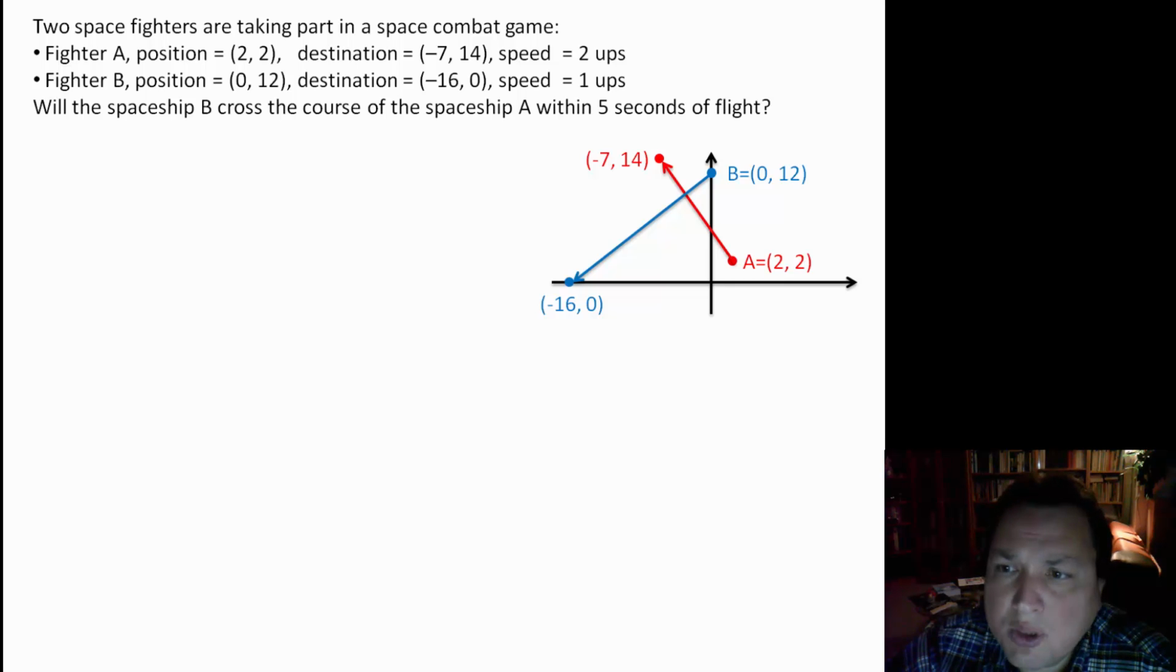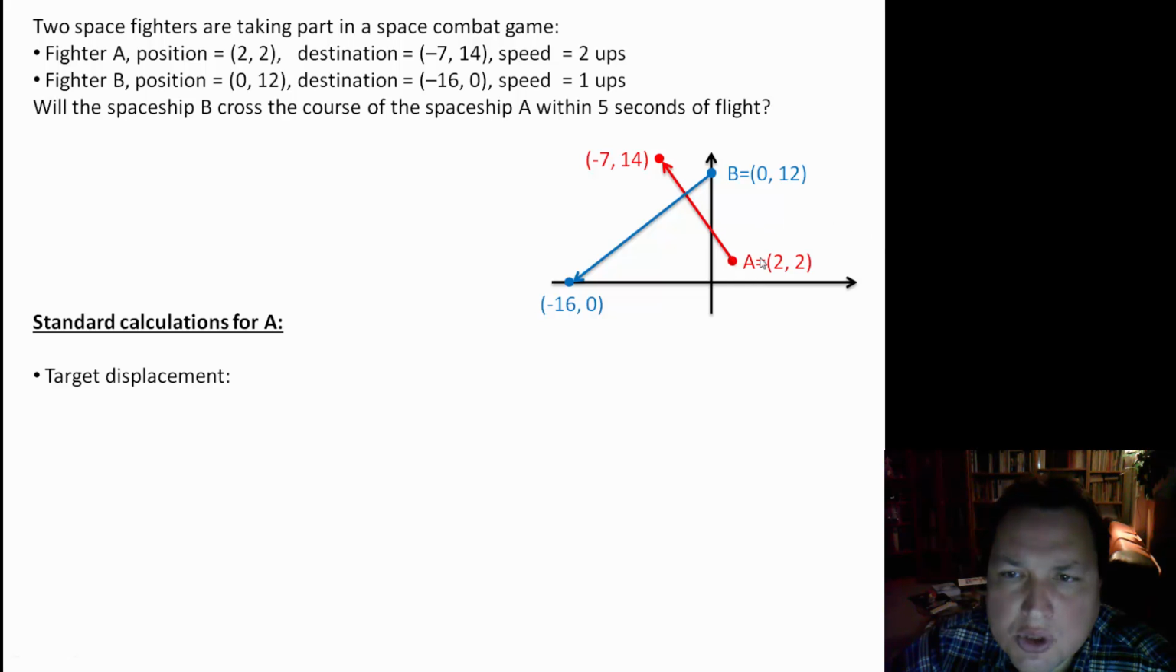To find it out, we need a series of calculations for fighter A and consequently for fighter B. First of all, we'll calculate the target displacement vector, which is shown here as the red arrow. So the displacement of spaceship A can be found as the subtraction of the initial position (2, -2) from the target position (-7, 14). The result is shown here, it's (-9, 12).